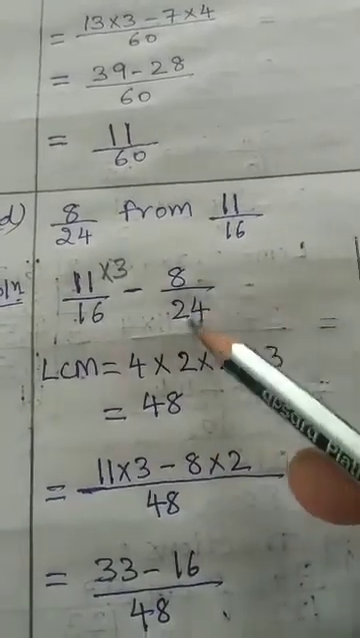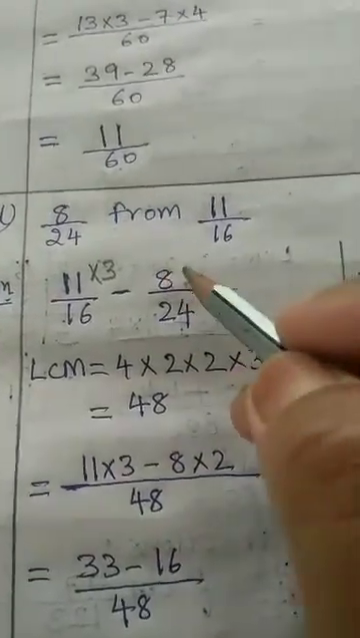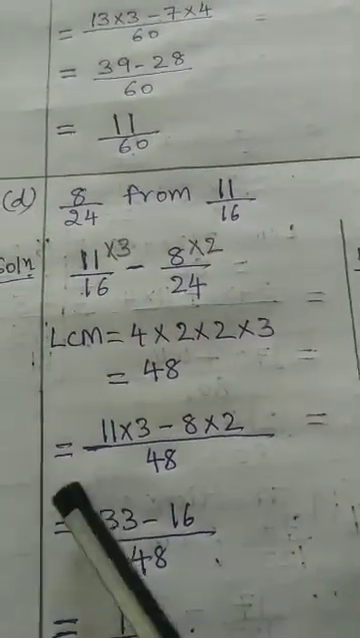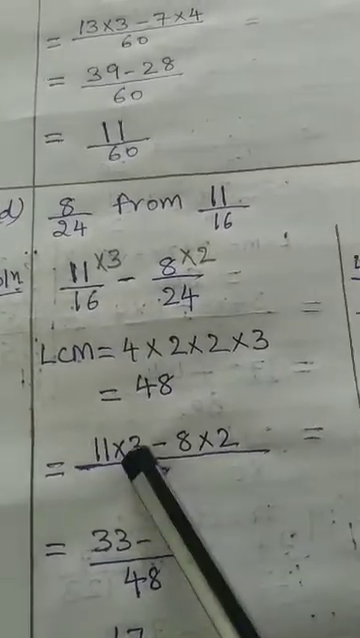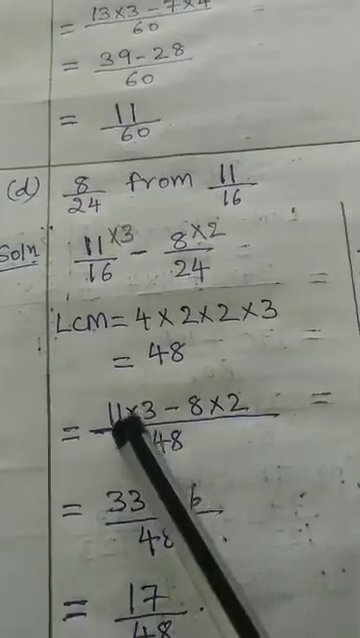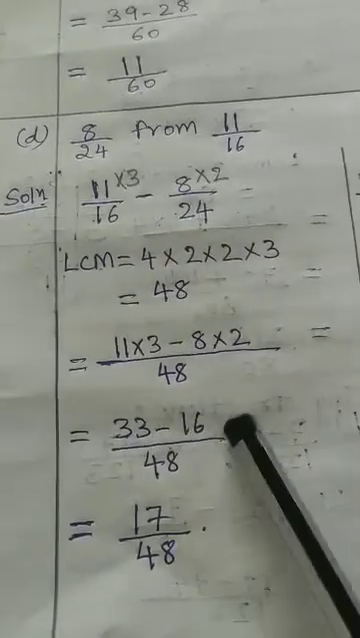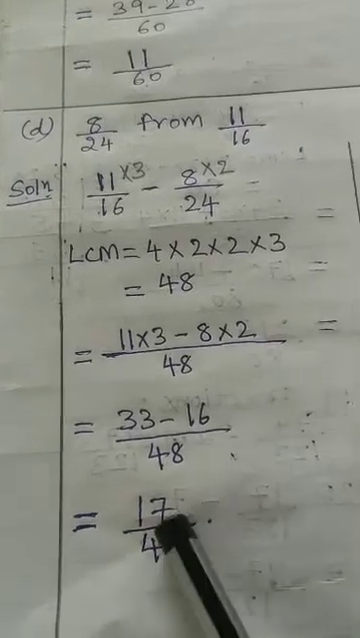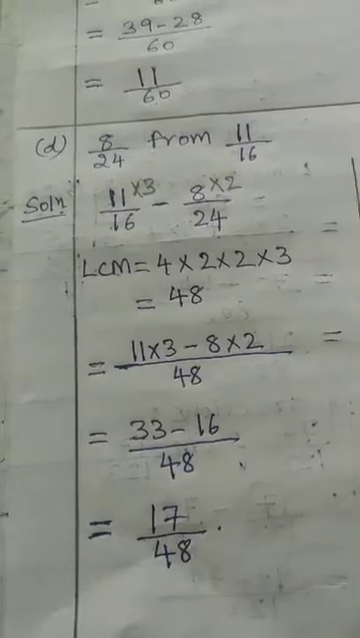Next is 24 and 48. Compare. 24 into how much is 48? 24 2s are 48. Now next step, put is equal to and multiply the numerators. 11 into 3, put minus 8 into 2. Next step is multiply. 11 3s are 33 minus 8 2s are 16. 33 minus 16 by 48 is equal to 33 minus 16, which is nothing but 17. 17 by 48. This is the answer when you subtract.